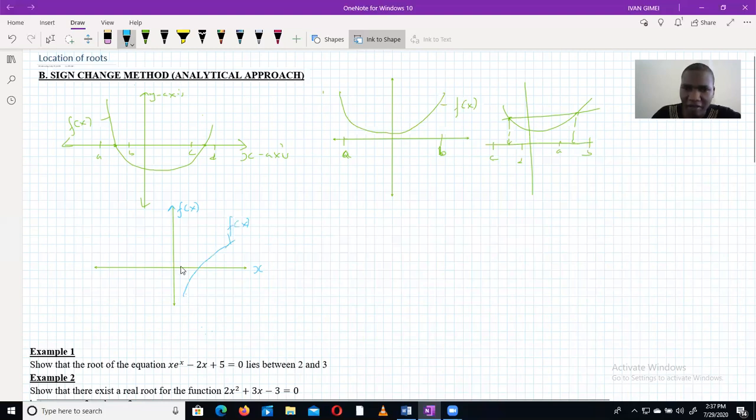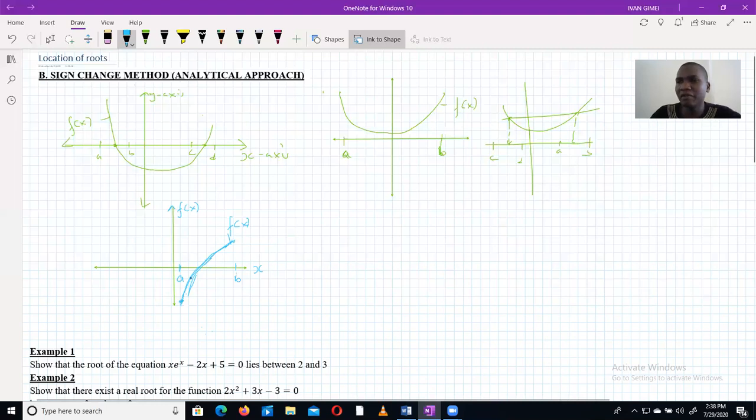Now, if I have a at this point, and I have b at this point, let me look at how f of x is changing. It is coming from the negative side of the axis and going to the positive side of f of x, or the vertical axis. Now, if I substitute a in this function, it gives me a negative value. If I substitute b in this function, it has given me a positive value. There is a change in sign.